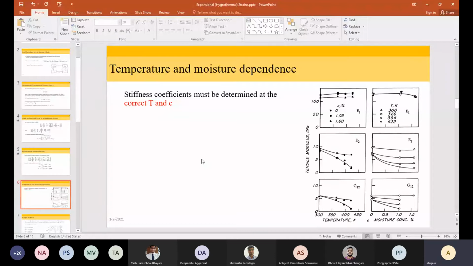But I think you bring a good point. You see that E1 does not depend on temperature much, while E2 does, because the E1 properties are more or less dependent on the fibers, and carbon fibers are stable for much higher temperatures as compared to the matrix. E2 depends on the matrix. As the temperature increases, the matrix property degrades, fiber property does not change so much. So the Young's modulus E1 does not change so much, but the Young's modulus E2 will decay more significantly.